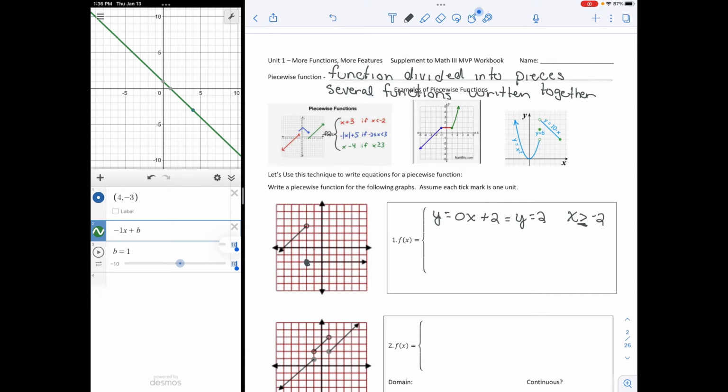Now, the other part of our graph is defined when x is less than 2. And it's not less than or equal to because it has an open circle. So it's greater than or equal to when it's closed. It's just less than when it's open.